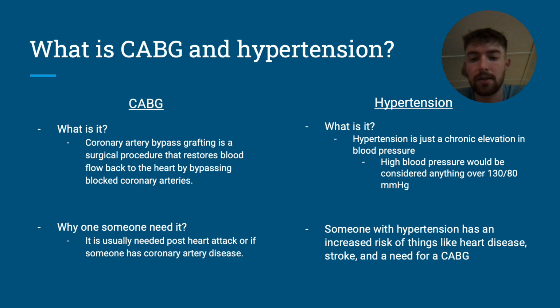So hypertension is literally just a fancy word for high blood pressure. It's chronic elevation of blood pressure, and that could be considered anything over like 130/80. Someone with hypertension has increased risk of things like heart disease, strokes, and a risk to need a coronary artery bypass graft.